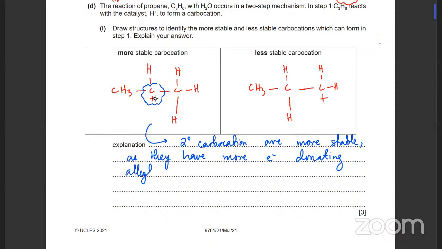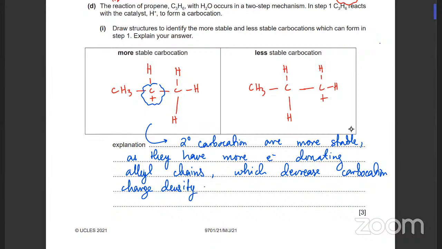Donating alkyl chains. And what do they do? They decrease the charge density, because the carbon is surrounded by electrons, 9 electrons over here and 9 electrons on this side. So the positive charge is going to be somewhat neutralized and a lot smaller. So which decreases carbocation charge density? Hence the carbocation would be a lot more stable. This one would be unstable because the positive charge is going to be much bigger in size.